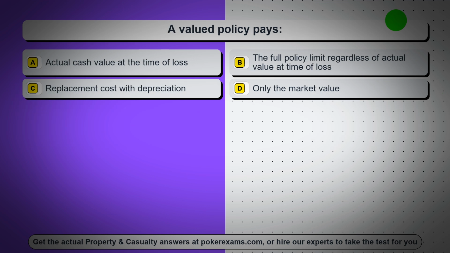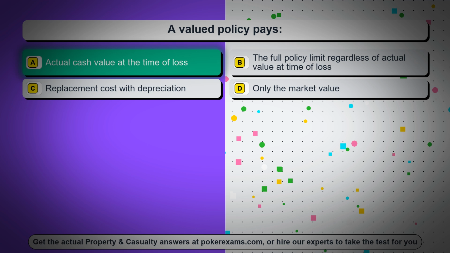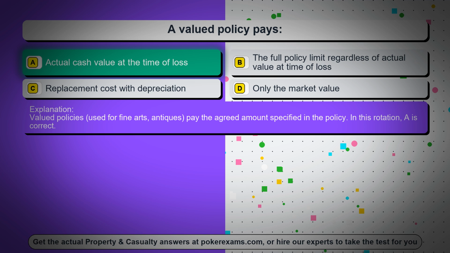Question 79. A valued policy pays. Option A, actual cash value at the time of loss. Option B, the full policy limit regardless of actual value at time of loss. Option C, replacement cost with depreciation. Option D, only the market value. The correct answer is option A, actual cash value at the time of loss. Valued policies, used for fine arts, antiques, pay the agreed amount specified in the policy. In this rotation, A is correct.